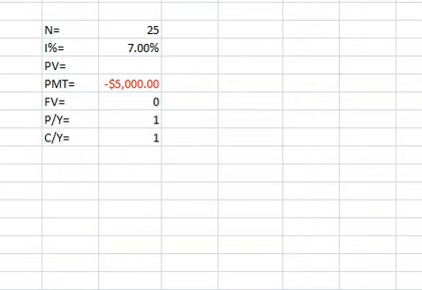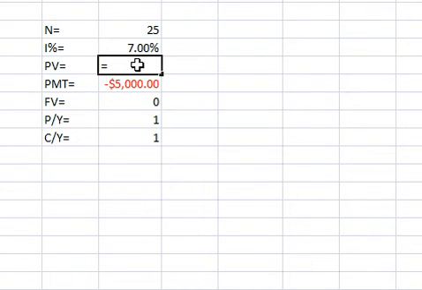In this case, we have a 25-year annuity paying $5,000 a year, and the interest rate that we can invest it at is 7%. And so the question is, what's the present value? What dollar amount do we need to invest now so that as it compounds and the payments are made, the future value will be zero at the end of the 25 years?